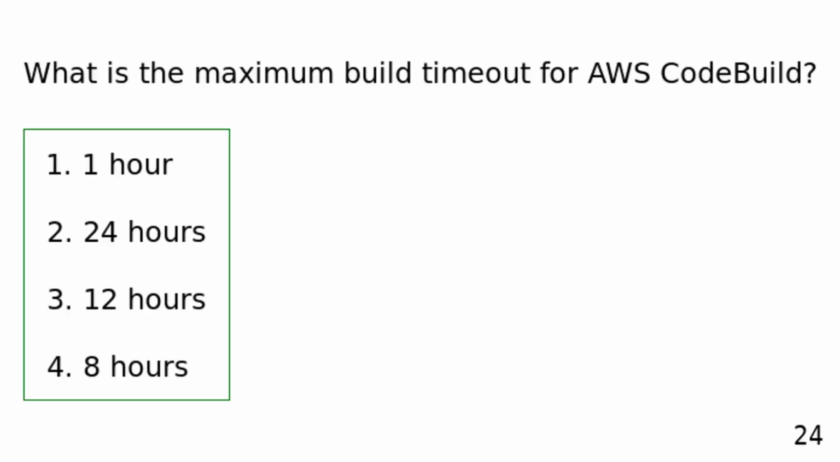What is the maximum build timeout for AWS CodeBuild? 1 hour. 24 hours. 12 hours. 8 hours.